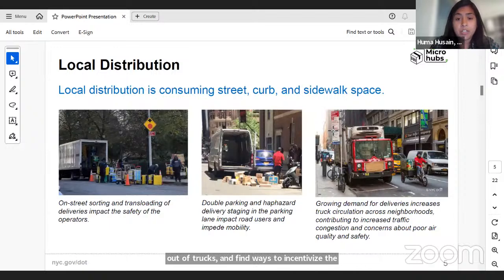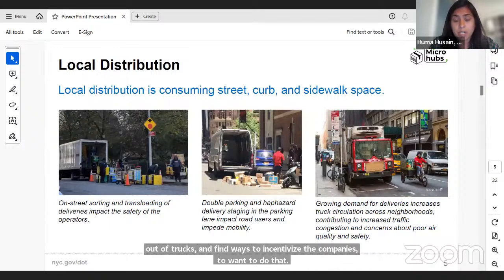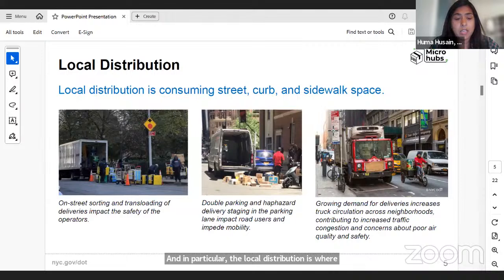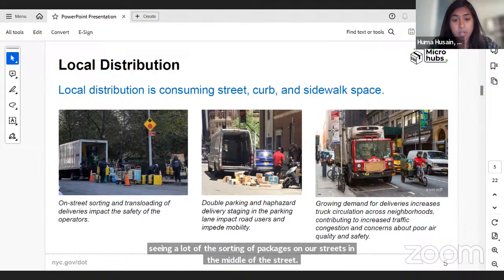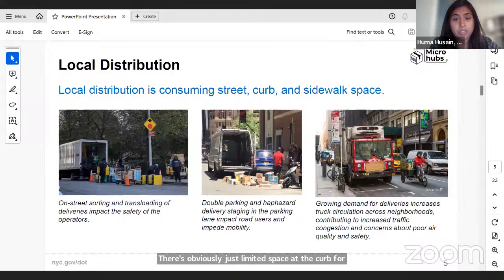And in particular, the local distribution is where the microhubs pilot is really coming into play. We're seeing a lot of the sorting of packages on our streets, in the middle of the street. There's obviously just limited space at the curb for these trucks and vans to pull over, so they're doing a lot of double parking and transloading and spillover that happens in our sidewalks and roadways. And I'm sure many of you experienced that in CB8.